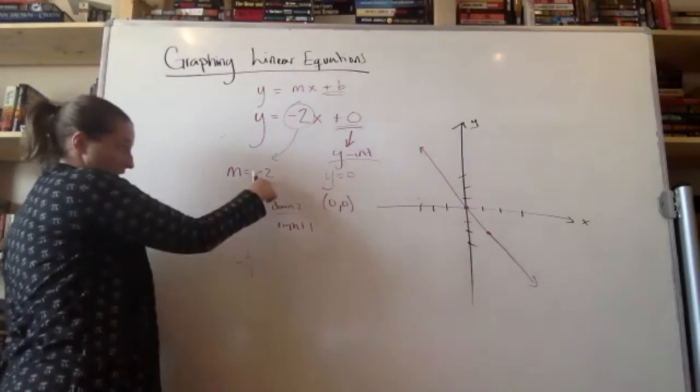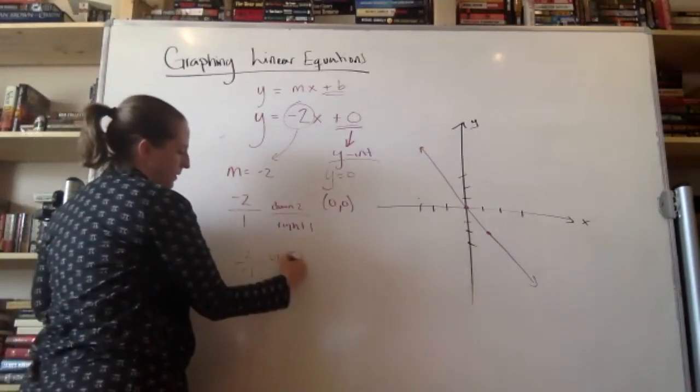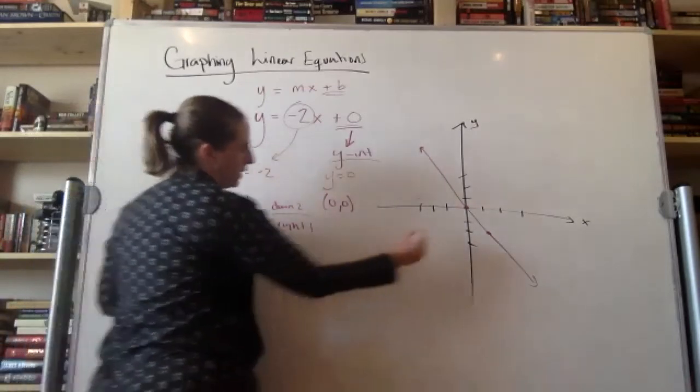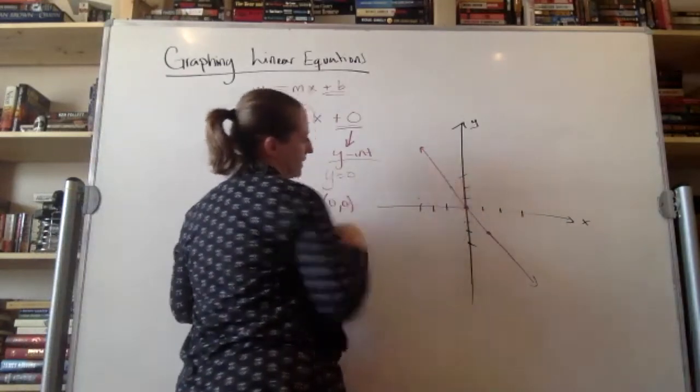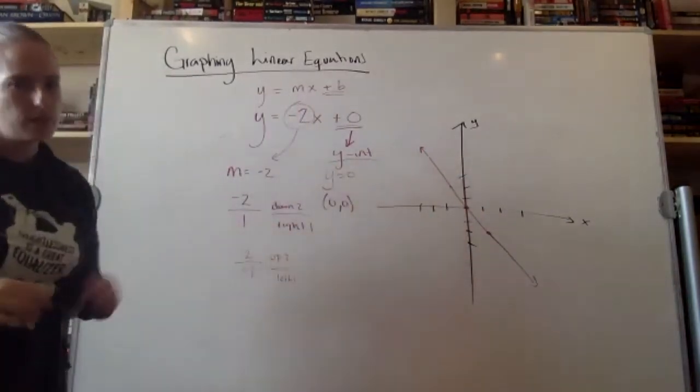Now you could, thinking about that last example, also think of this as 2 over -1. That's also -2, which would mean up 2 and left 1. Up 2 and left 1. Still on that same line. Okay? All right, let's do another example.